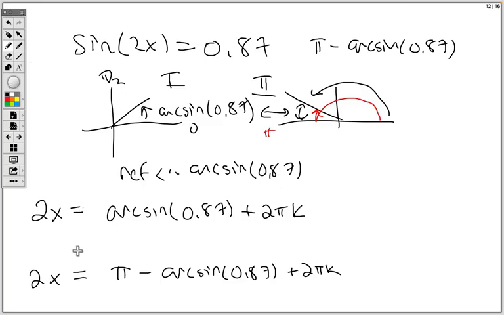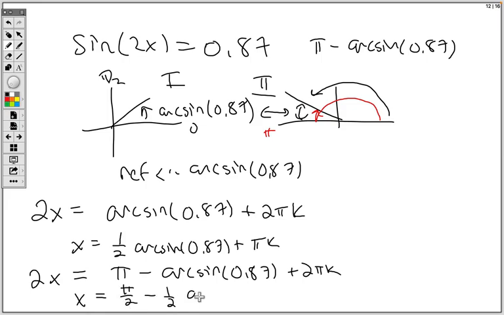Now this is going to tell me what 2x is, so to get what x is, I got to divide both sides by 2, which is the same as multiplying by a half. So I have to distribute a half to each of these terms. So I would get 1/2 arc sine 0.87 plus pi k, or x is pi over 2 minus 1/2 arc sine 0.87 plus pi k. And once again, this is good for integers k.